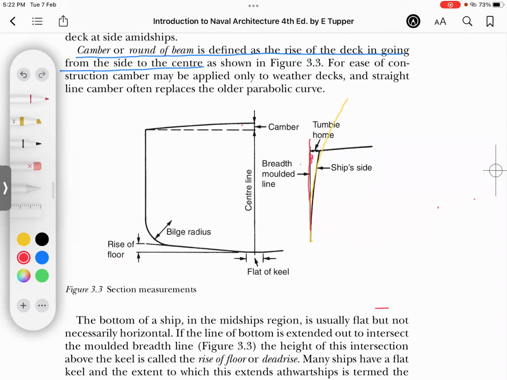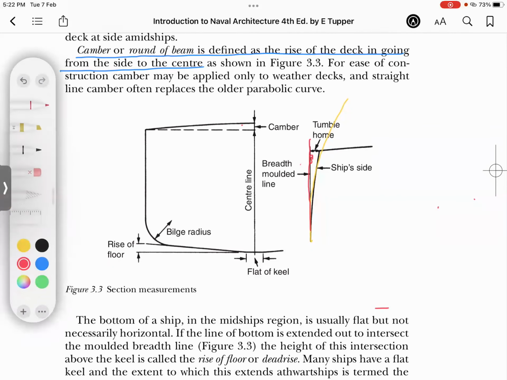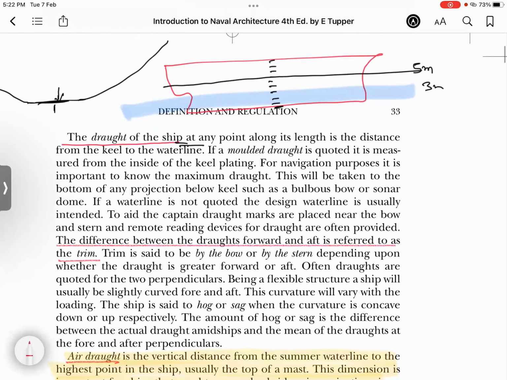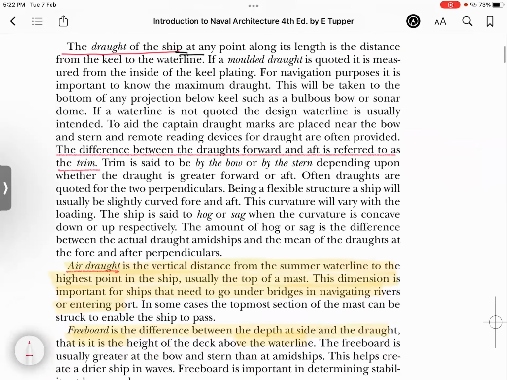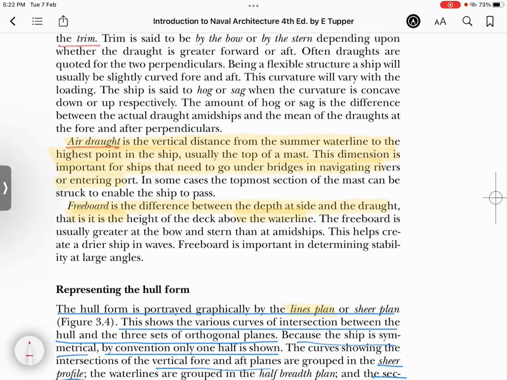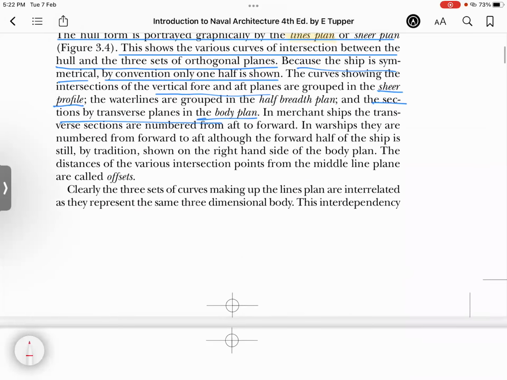And camber is there to facilitate the drainage. Otherwise water may accumulate on the top, right? And it will cause a loss of stability. Then we saw what is freeboard, the difference between, and then we saw why tankers have a lesser freeboard as compared to the bulk carrier, right? Then we discussed the lines plan.